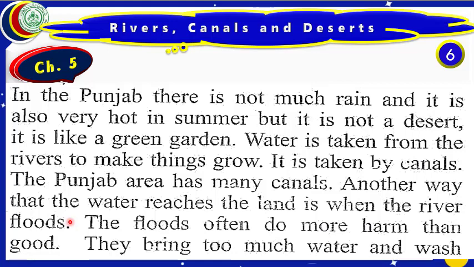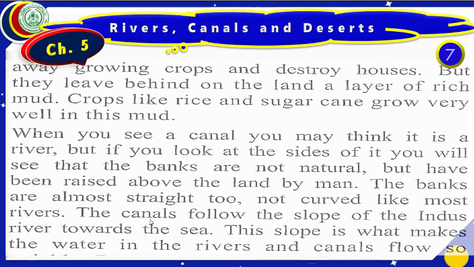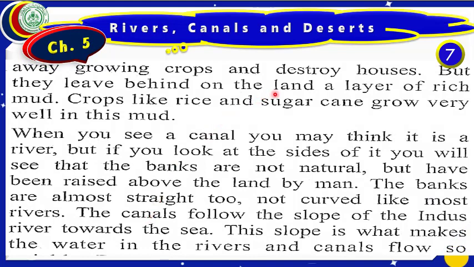Yes, students, when flood comes, the river water comes out of the river and destroys everything: crops, roads, telecommunication system, electricity system, houses. The floods often do more harm than good. They bring too much water and wash away growing crops and destroy houses. But they leave behind on the land a layer of rich mud. Crops like rice and sugar cane grow very well in this mud.